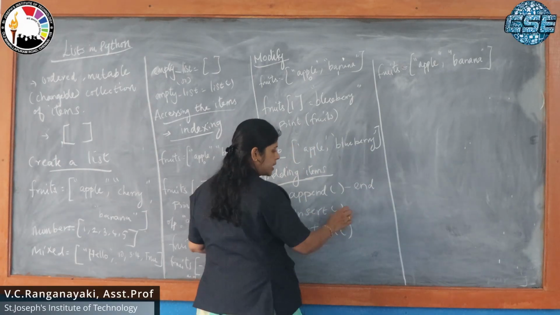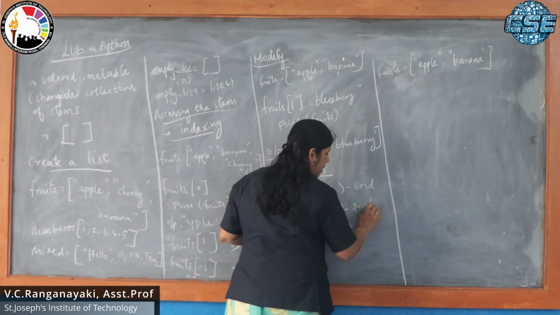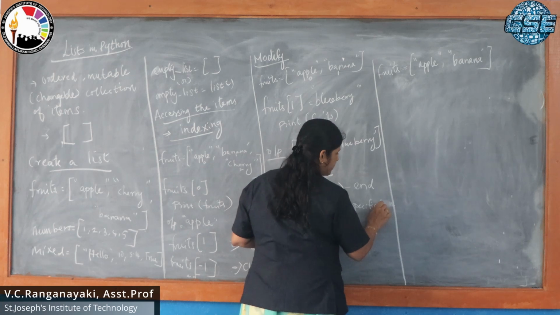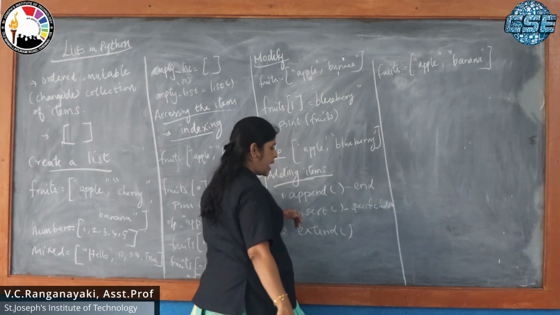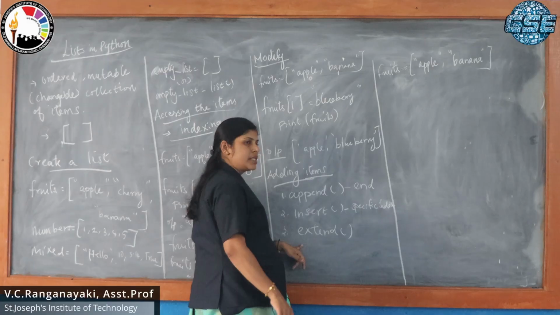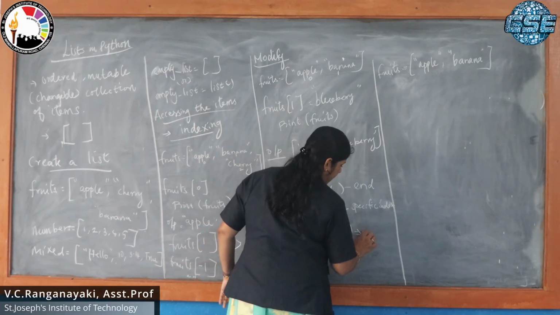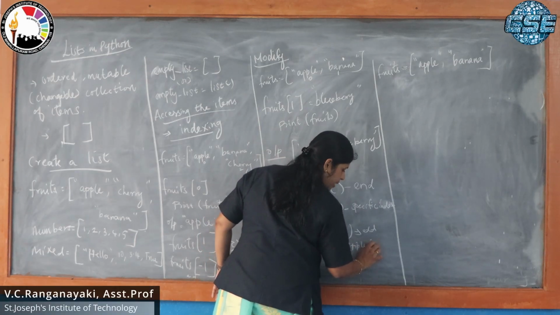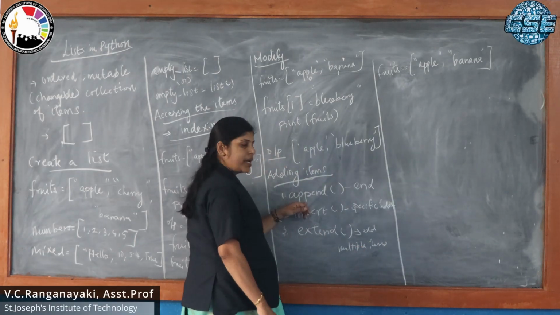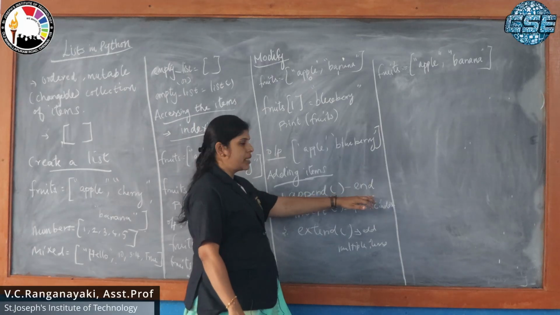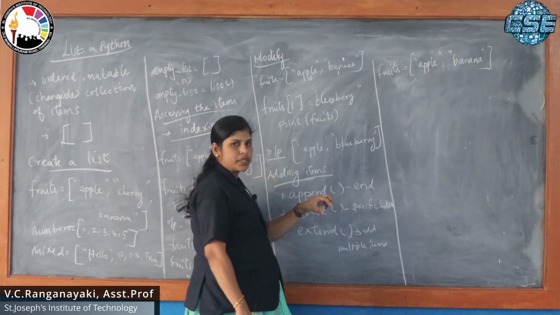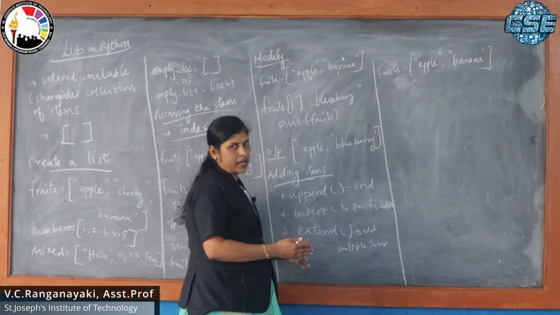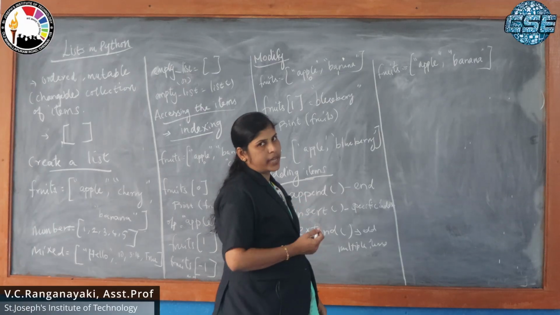Insert we are inserting at a specific location, specific point. Okay, specific index we are inserting an item. Extend means extend the list. For example, adding multiple items. So generally append is adding items at the end. Insert, we are at a specific index, we are inserting an item. Third, extending the list. Generally multiple values we can extend.